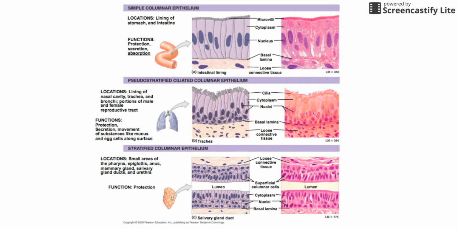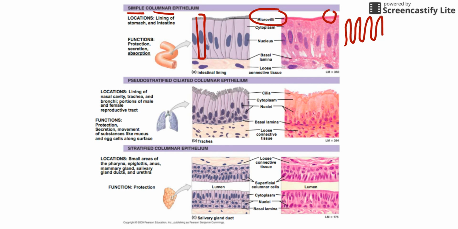Alright, last three. Okay, so simple columnar, single layer, column shaped. Simple columnar, nice and easy, right? What's cool about the simple columnar is the microvilli. Okay, so microvilli are all these folds on the surface. So if you looked at the surface and we zoomed in on this right here, what you would see would be fold after fold after fold after fold after fold.